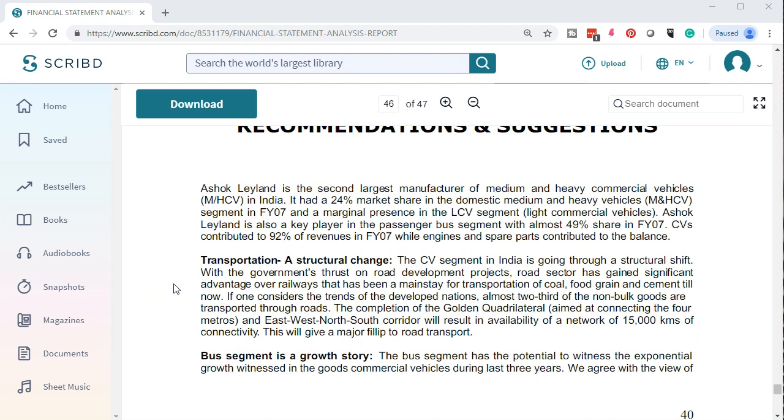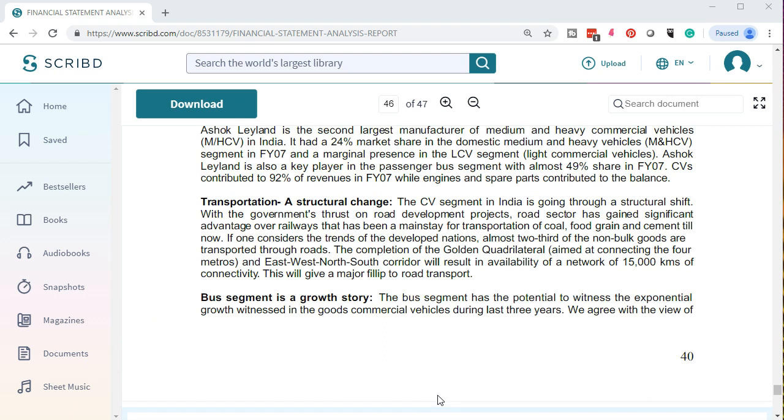Ashok Leyland is the second largest manufacturer of medium and heavy commercial vehicles in India. It had 24% market share in the domestic medium and heavy vehicles segment in fiscal year 07 and a marginal presence in the LCV segment, light commercial vehicles. Ashok Leyland is also a key player in the passenger bus segment, with almost 49% share in fiscal year 07. CVs continued to contribute 92% of revenues in fiscal year 07, while engines and spare parts contributed the balance.